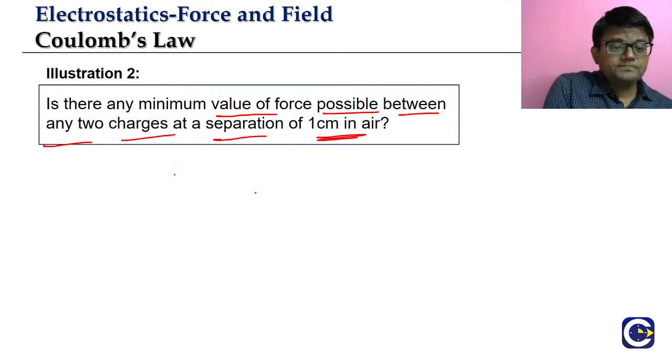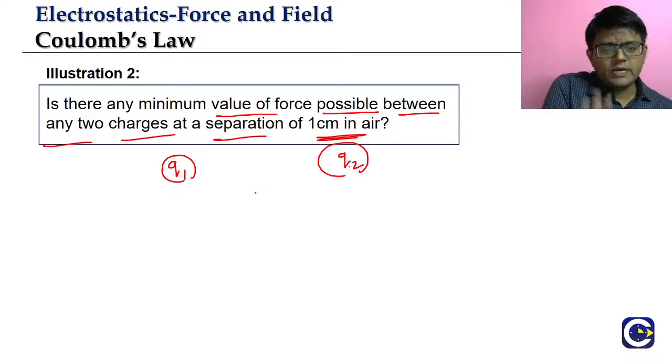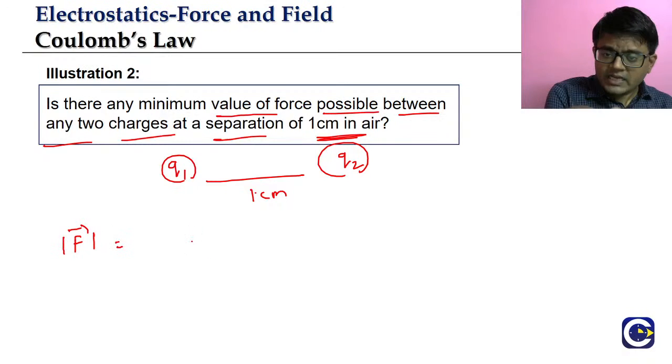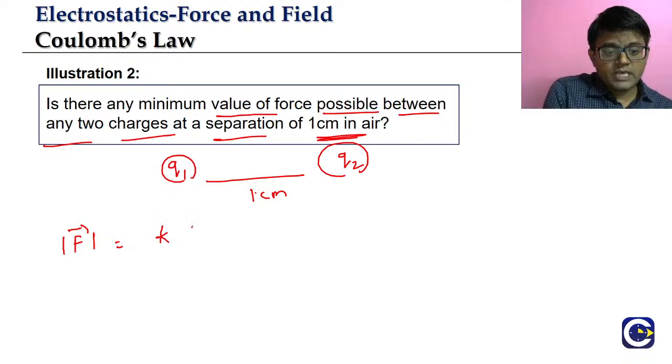Let us say we are having two charges, Q1 and Q2. And what is the separation between them? They are fixing it at 1 centimeter. As per the Coulomb's law formula, the force of attraction or repulsion depends upon the nature of the charges. Like charges repel, unlike charges attract. So the force magnitude is given by K into mod Q1 into mod Q2 divided by R square.